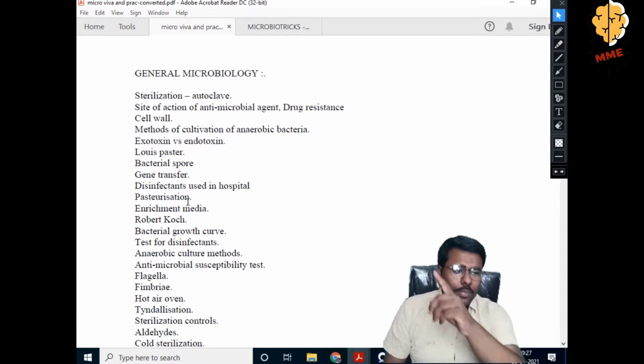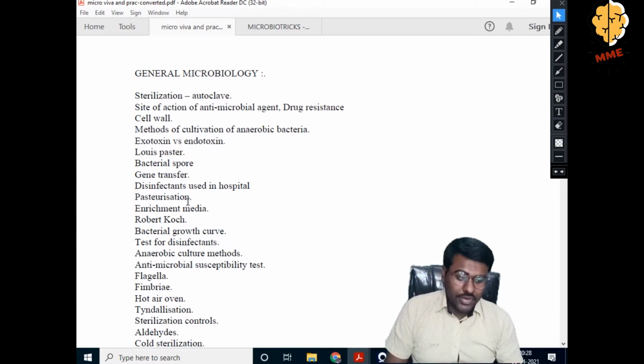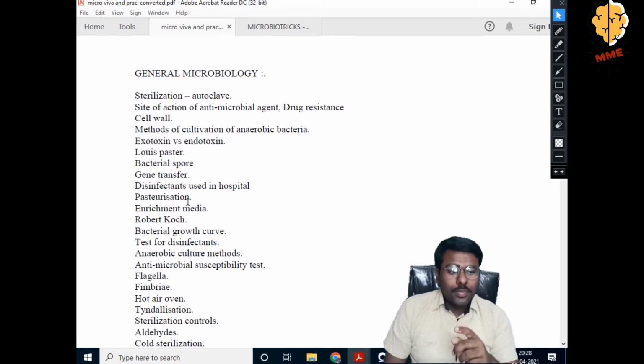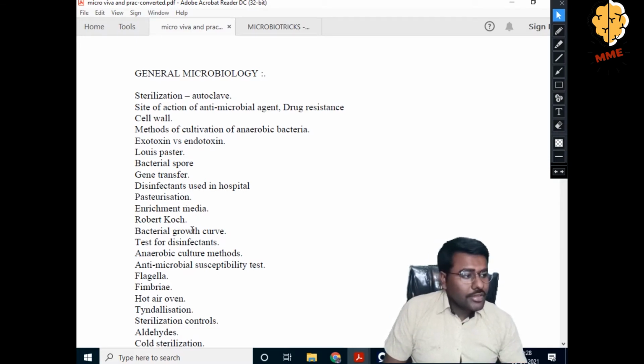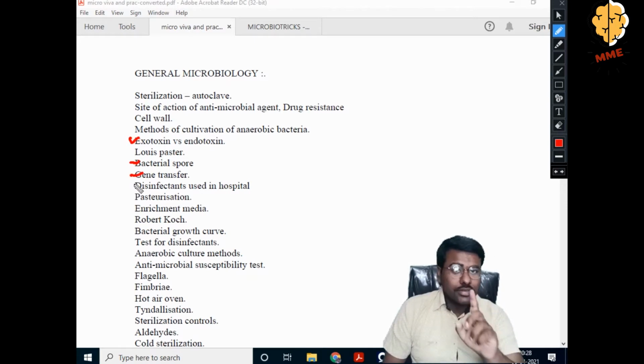Okay, then you have to study the site of action of antimicrobial agents and drug resistance. This is very important. Then the cell wall. You have to study the anaerobic bacteria, the methods of cultivation of anaerobic bacteria, mainly the culture media. Then a very important question is exotoxin versus endotoxin. This is very important. Then you have to study the bacterial spore, gene transfer, like transcription and translation, very important in case of the general microbiology exam. Then disinfection used in hospitals, OT room, laboratory room, how disinfection was done.